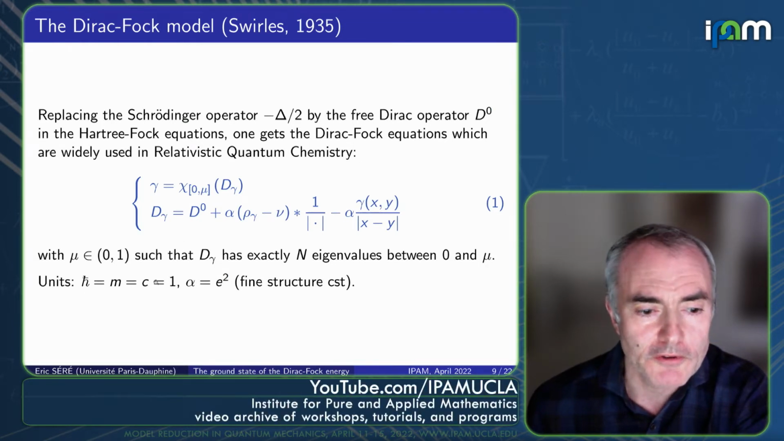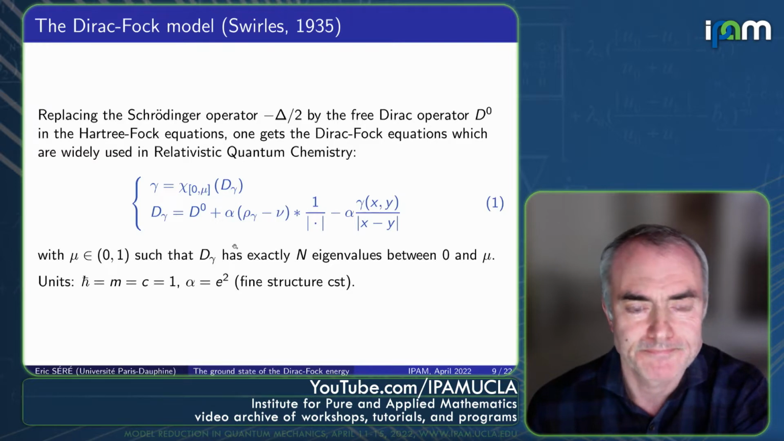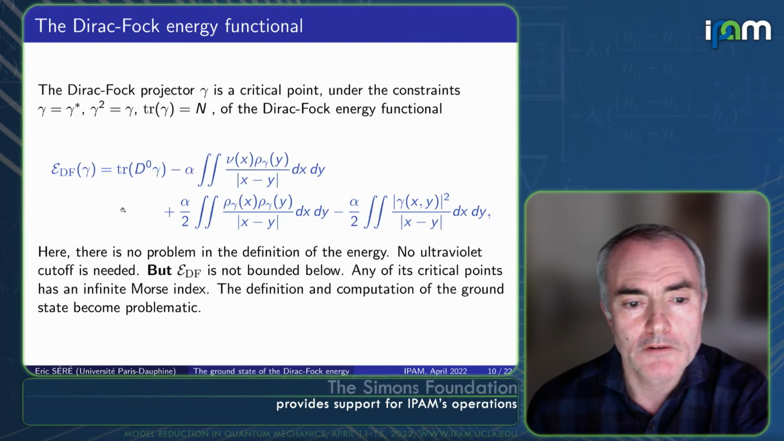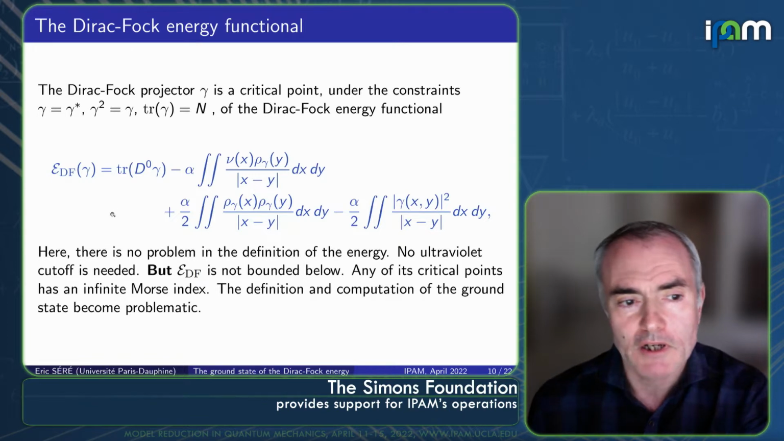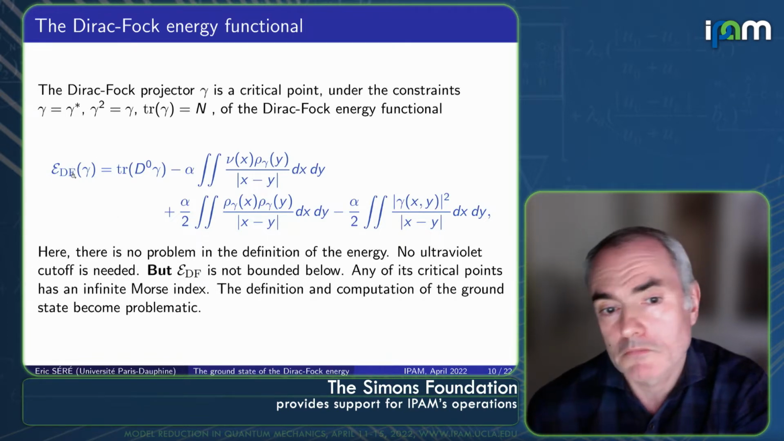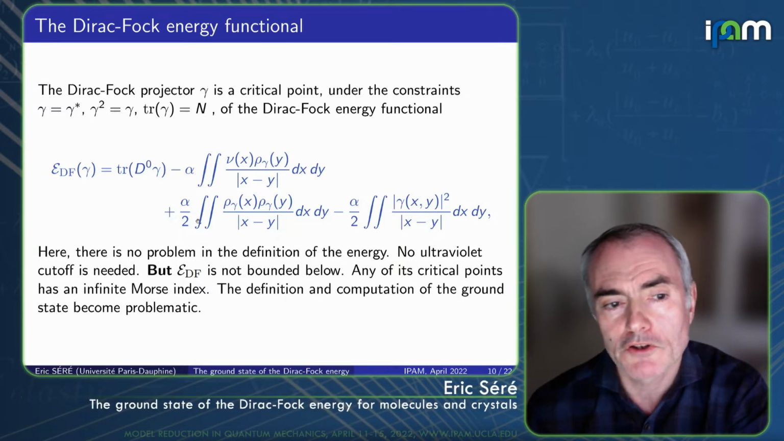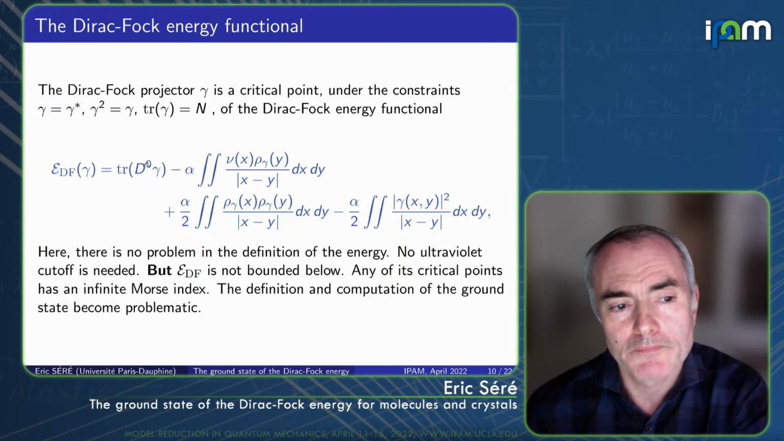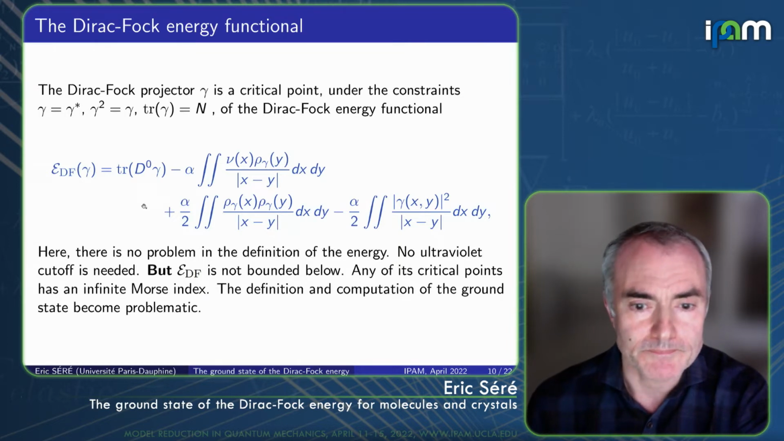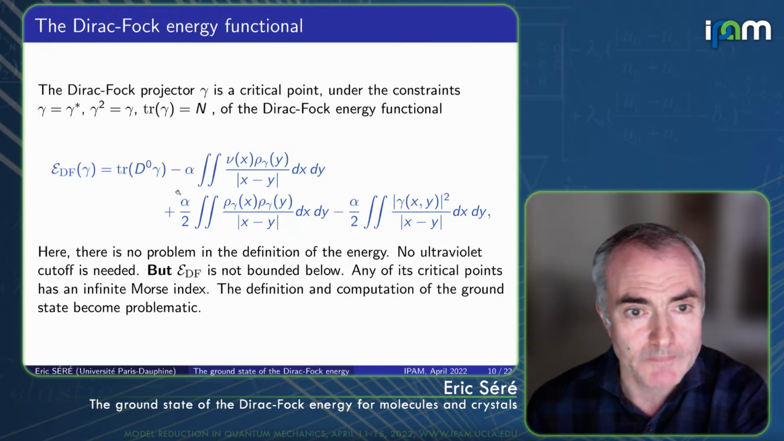All these constants have been put to 1. Okay, so we'll want to look at this equation. And to answer a question which has been asked before, there is a Dirac-Fock energy, which is essentially the Hartree-Fock energy with D0 instead of the Laplacian. So it looks very much the same.